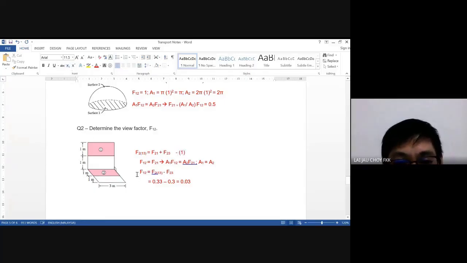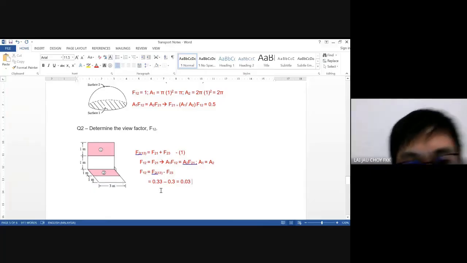So equation 1 becomes F12 equals F213 minus F23. And I think you roughly get F213 equals 0.33. Then you get F23 equals around 0.3. Then you get F12 equals 0.03. Okay, you have a look at this.